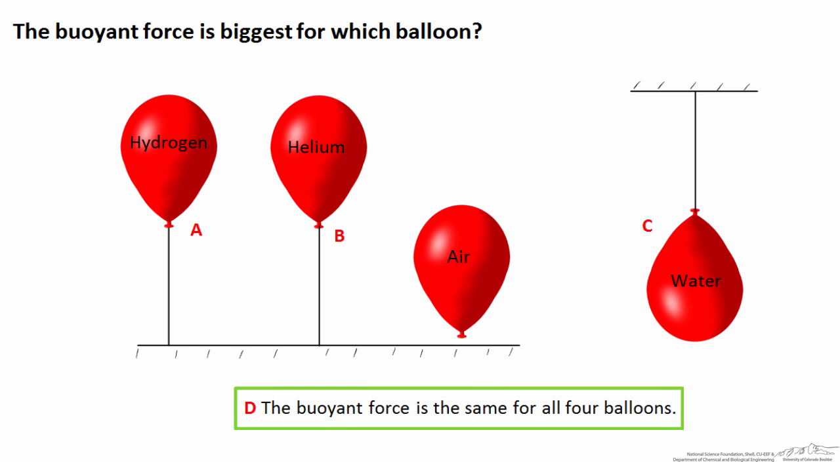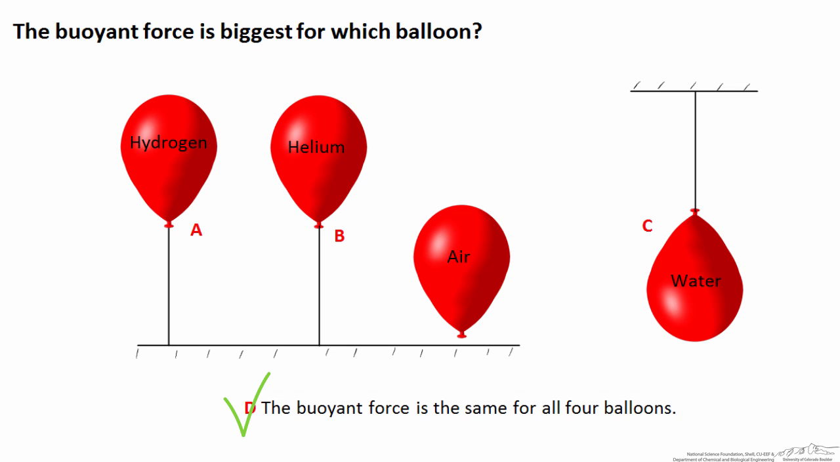So you've chosen answer D, that the buoyant force is the same for all 4 balloons. And somewhat surprisingly, this is correct. The force of buoyancy we can write as rho times g times the volume of the object displaced. And the density in this case is the density of the displaced fluid, so the density of the surrounding air. It has nothing whatsoever to do with the fluid inside of the object that's displacing the air.